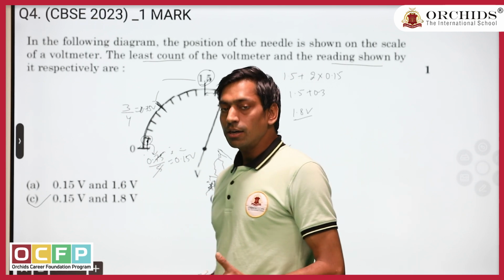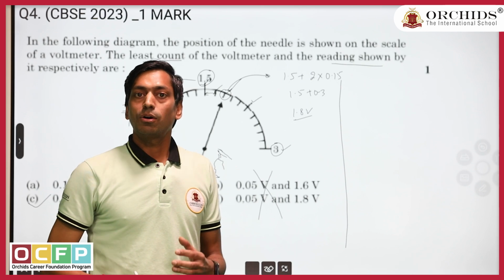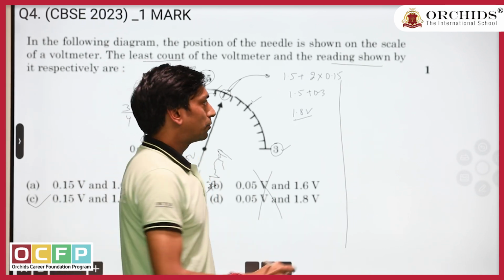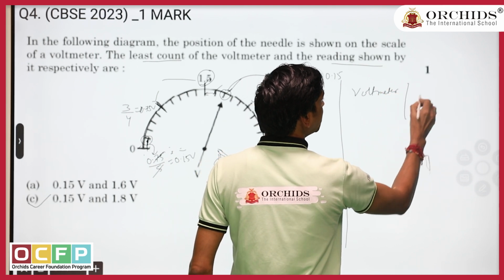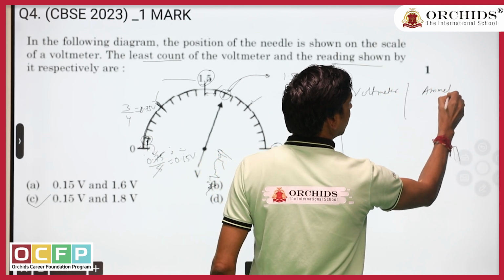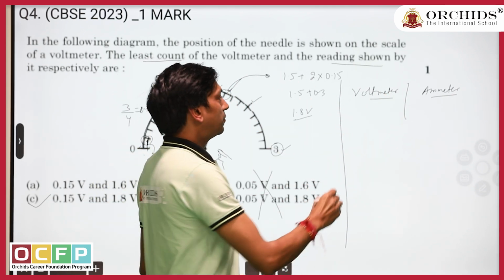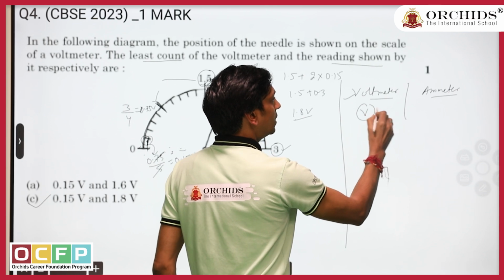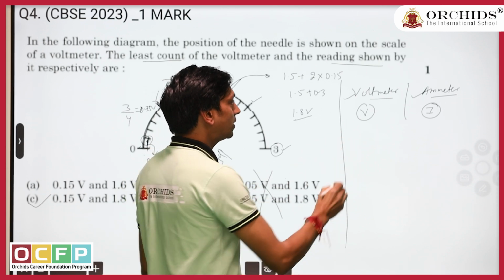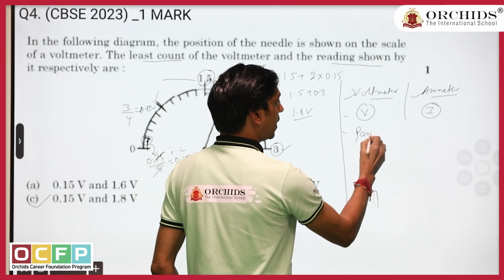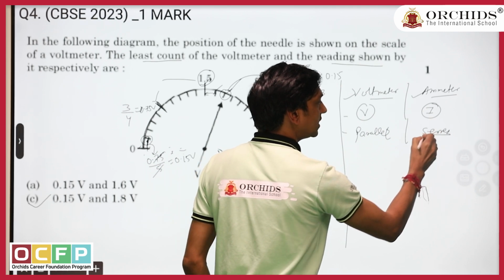Now, an extra point about this. We know that we use two apparatus or two instruments very frequently in our circuits. One is the voltmeter and the second is the ammeter. Now let's have a little discussion about the voltmeter and ammeter. The voltmeter we use to record the voltage. The ammeter we use to record the current. How do we connect the voltmeter? We connect the voltmeter in parallel. We connect the ammeter in series.